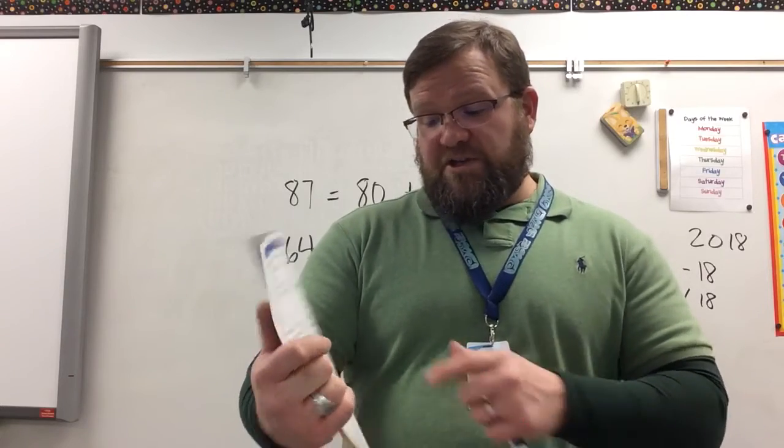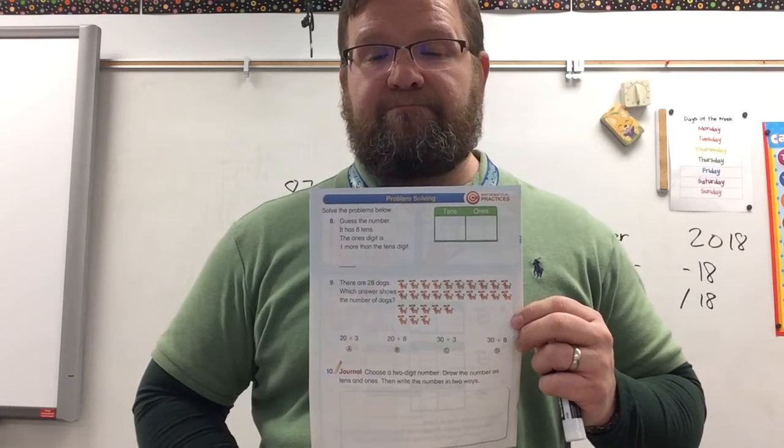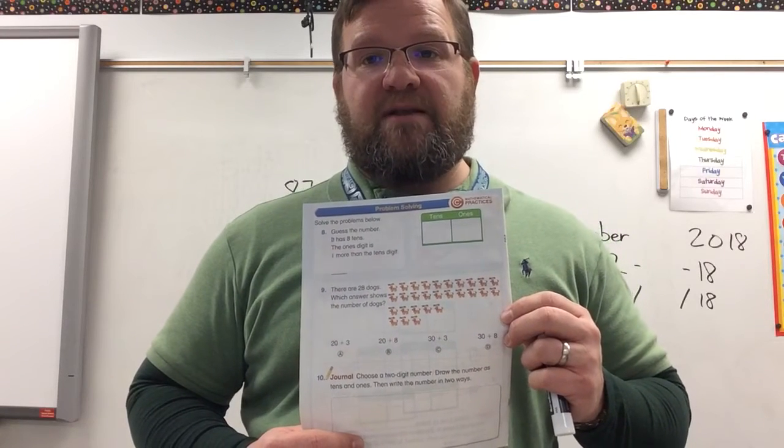It says there are 28 dogs. Which answer down here shows the correct number? There are 28 dogs in this model. 28 dogs here. Okay? Which one of these shows 28? Color in the circle under the correct answer.